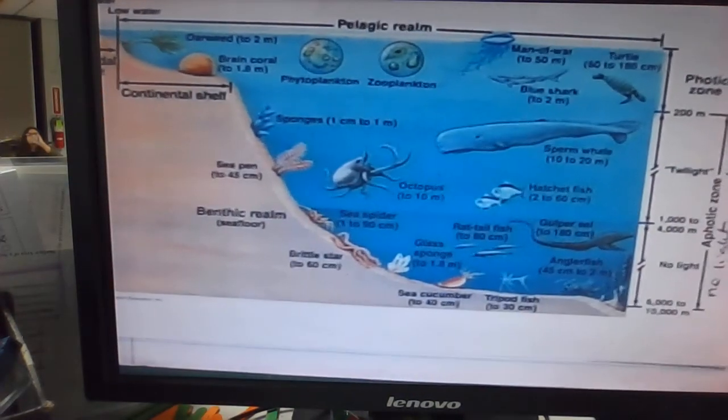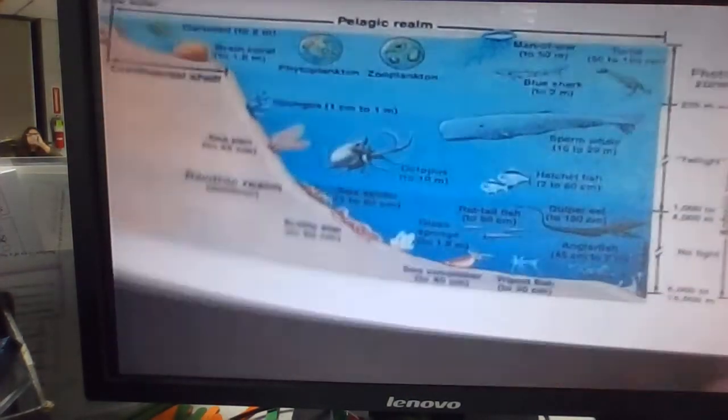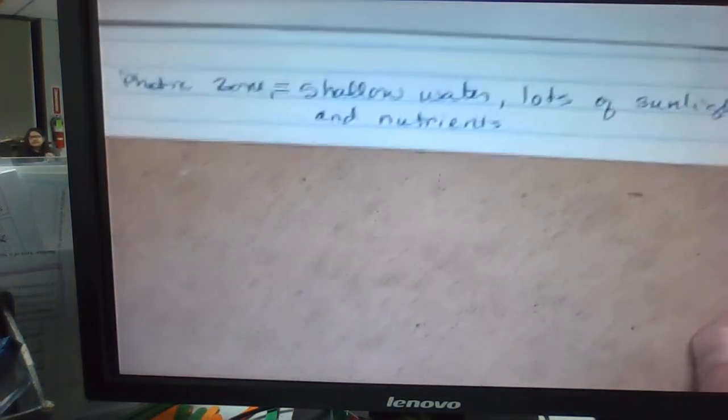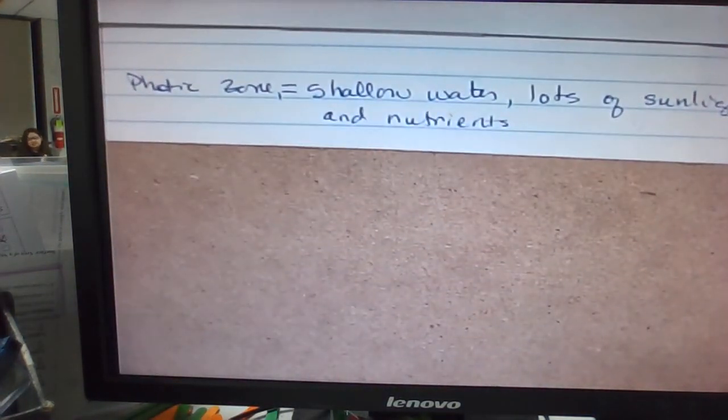All right, second diagram that we have. These regions that we're looking at, we're looking at more in terms of how much light there is. Photic zone: photograph, photosynthesis, photoreceptors, light. The photic zone is an area of shallow water, and so there's lots of sunlight that's able to penetrate through. Lots of nutrients available. Photic zone, shallow water, lots of sunlight and nutrients.